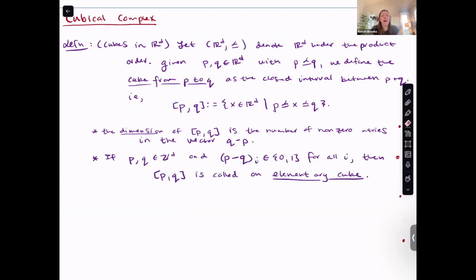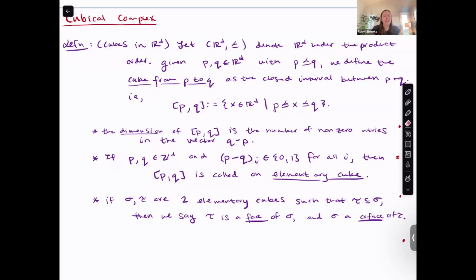And if P and Q have integer coordinates and differ by either 0 or 1 in each coordinate, then PQ is called an elementary cube. Just like simplicial complexes, cubes have cubical faces. If tau and sigma are elementary cubes, where tau is contained in sigma, then tau is called a face of sigma, and sigma is a coface of tau.